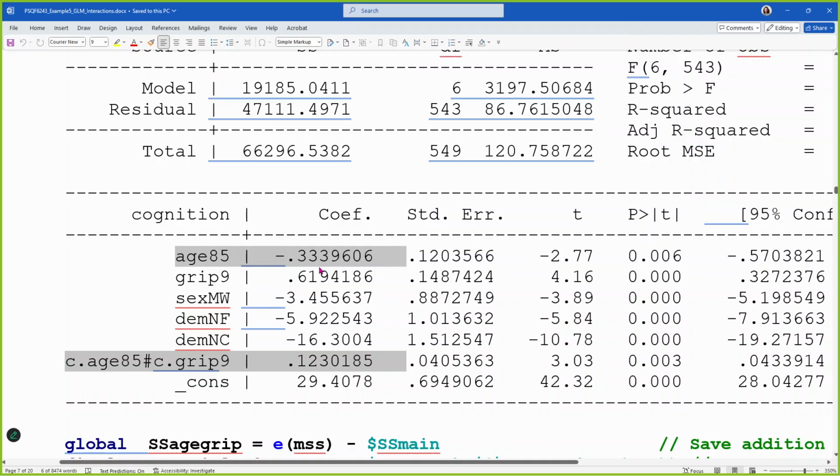So putting it together: for people of 9 pounds of grip strength, near the mean of the sample, for every year older they are, cognition declines by about 1/3 of a point on this measure. In people of average strength. Likewise, grip 9, marginal or conditional?